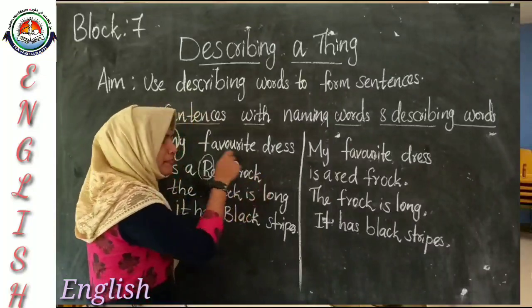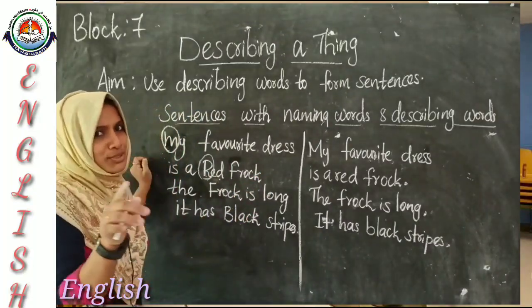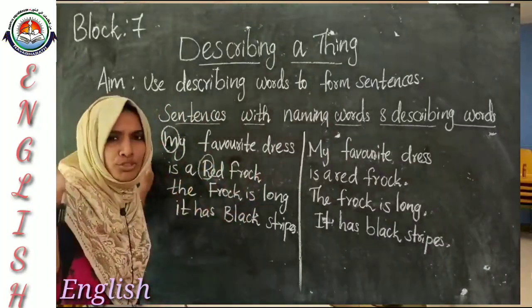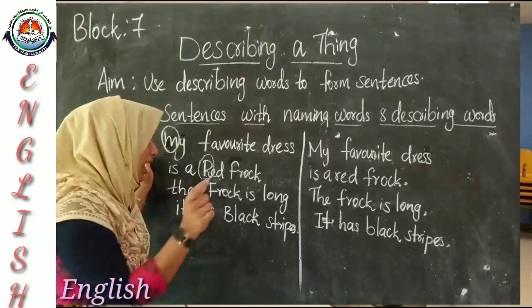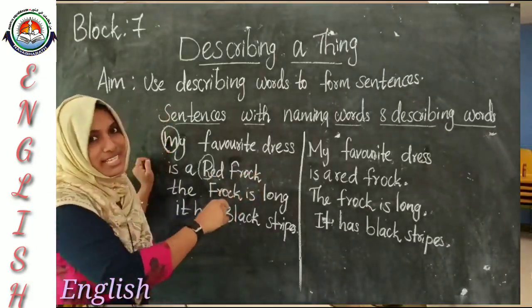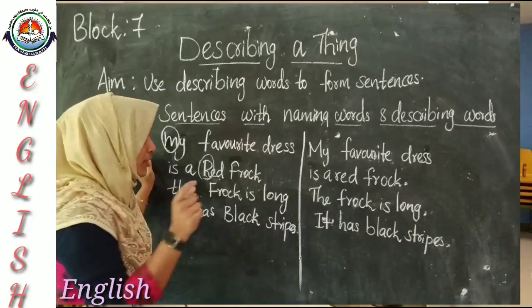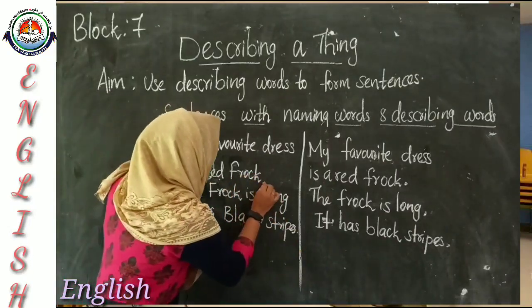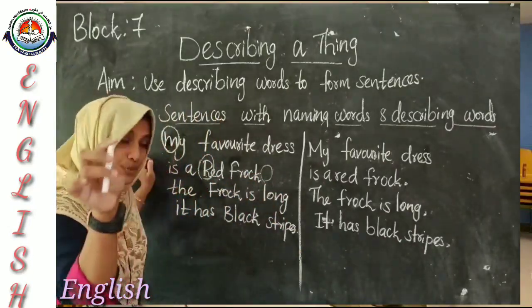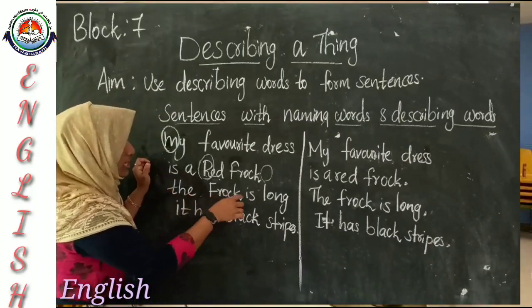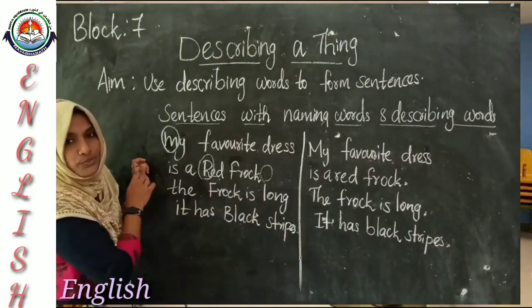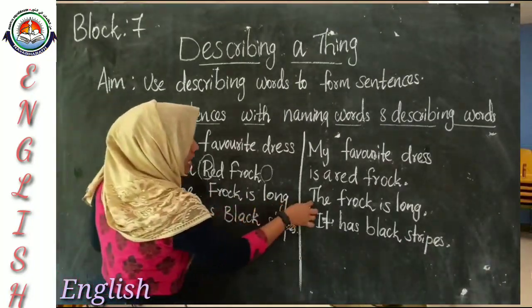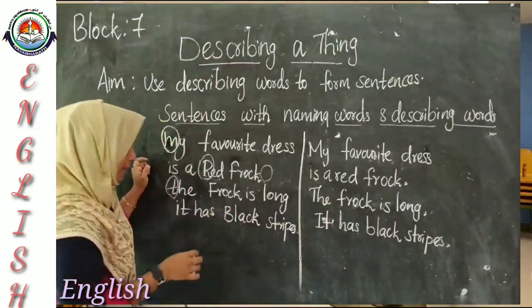And can you see any full stop here? No, there is no full stop. I have not used a full stop here. So at the end of the sentence, after completing that sentence, we have to put a full stop. So here also something is wrong. Then, the frock is long. Again, it starts with a small letter. So here I have written it with a capital letter.